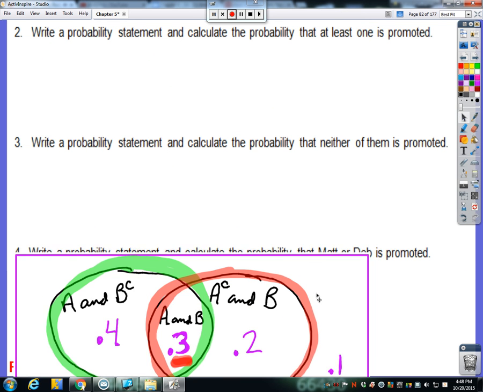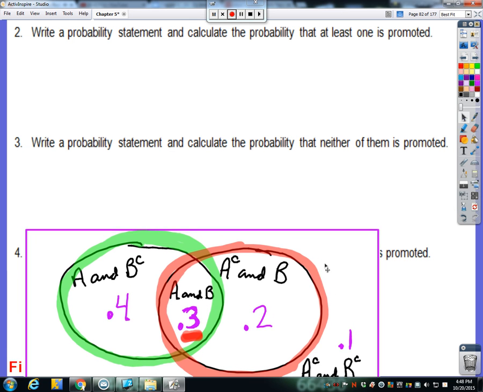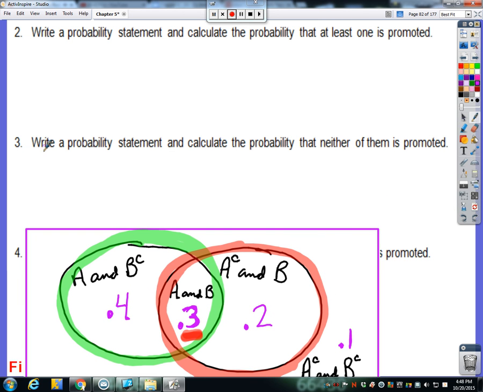All right, problem 3. Write a probability statement and calculate the probability that neither of them is promoted. Well, the probability statement would be the probability of A complement and B complement, right? That's not Deb and not Matt. That's neither one of them. And we already know what that answer is. It's 0.1 based on our Venn diagram.